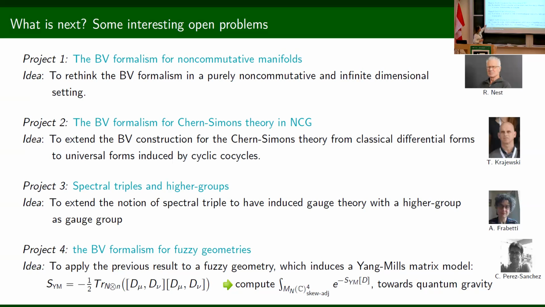You might recognize here something similar to what previous speakers were speaking about. Of course, for me, this is the BV formalism for fuzzy geometries. So physicists like to call it towards quantum gravity, but it's a matter of taste. But this is just for saying that an interesting result has been achieved, and many more interesting questions are now there to be answered.